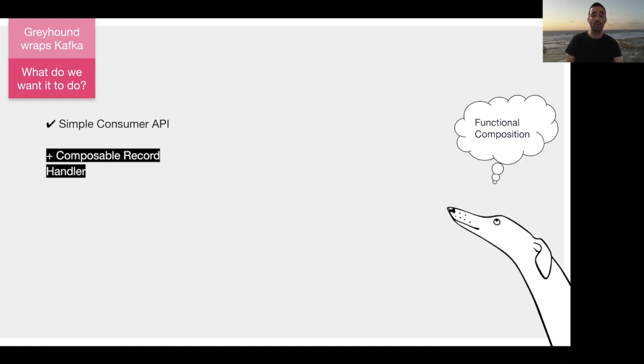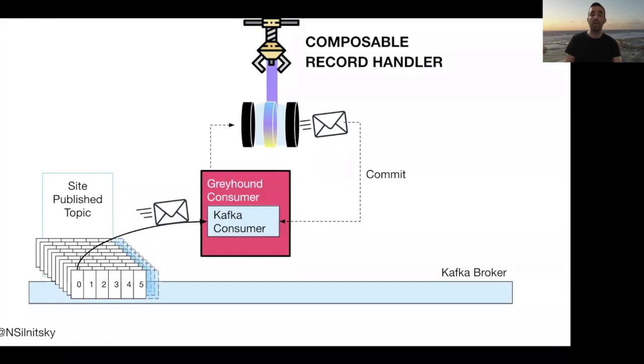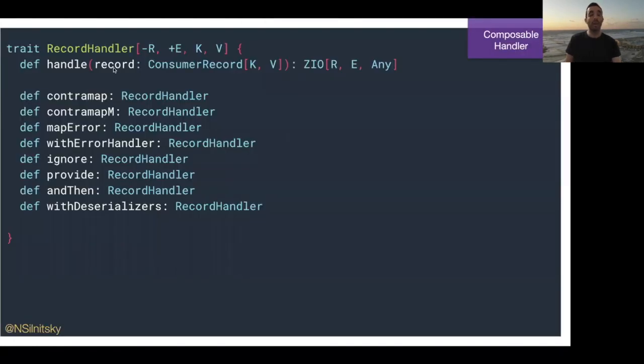A brand new feature for this version of Greyhound is the composable record handler. The record handler allows us to have functional style composition, where we have the original user provided record handler and the additional behavior that can be composed to it by the Greyhound consumer or by the user if they choose to. Here we can see a list of composing functions that are provided by the record handler, including withErrorHandler. This function allows us to have specific generic behavior for handling errors.